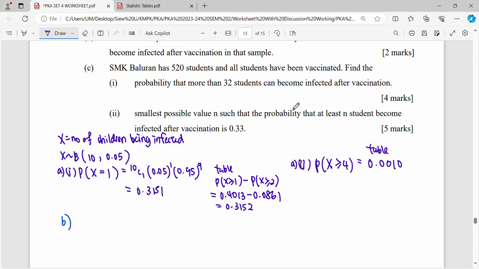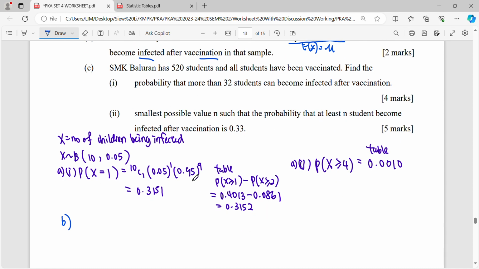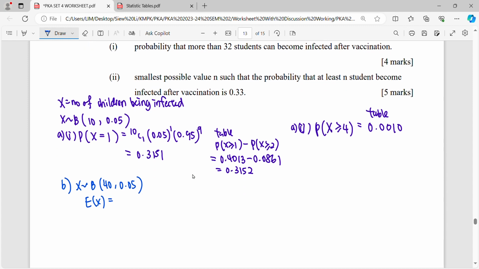When it comes to question B, they say a random sample of 40 students are chosen. Find the expected number, E(X). In binomial, E(X) means mean. It can be infected after the vaccine. So the number of sample changes up to 40. The situation is still analyzed on infected, still on 0.05. So that expected value means they want the mean, which is np. It will give you 2.